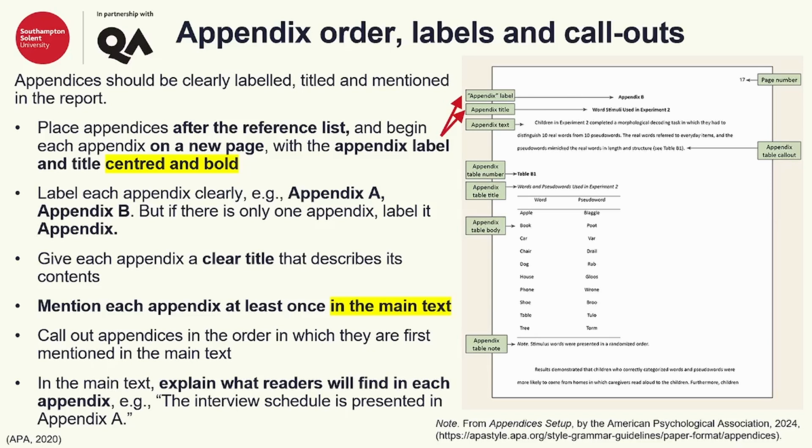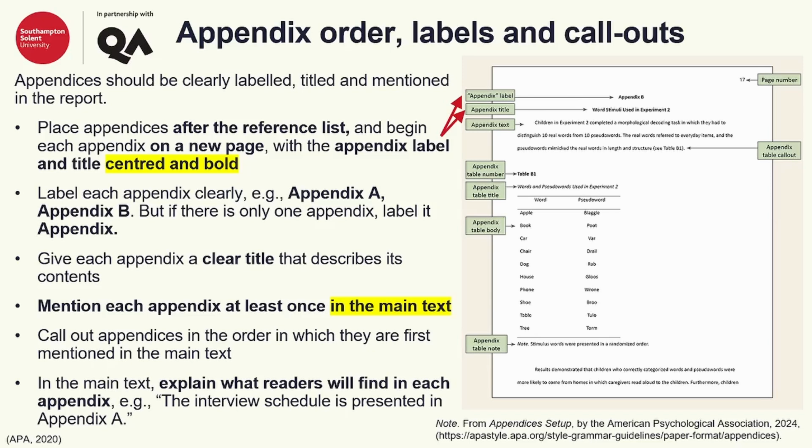Do not arrange the appendix alphabetically according to their title. Do not arrange them according to the order in which you create the materials. The order should follow the order of the callouts in the main body. A callout is where you mention an appendix in the main text.